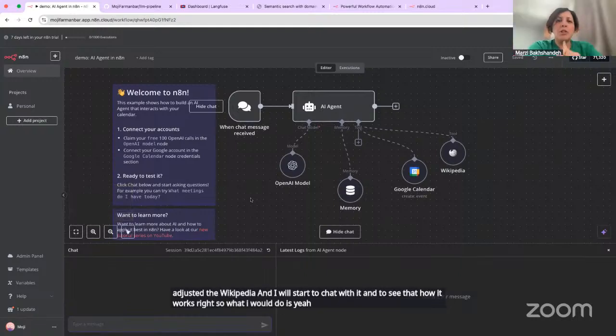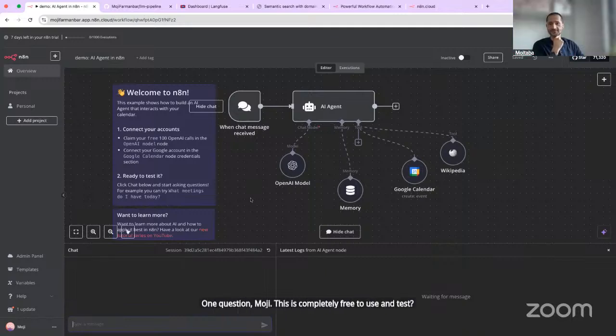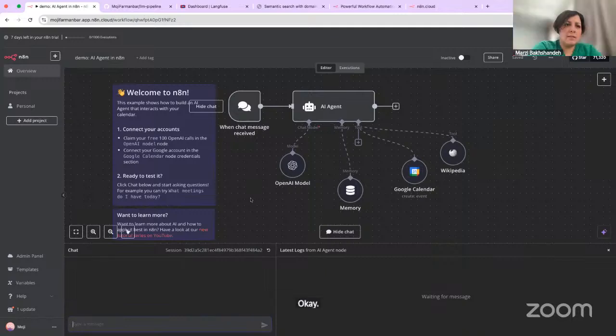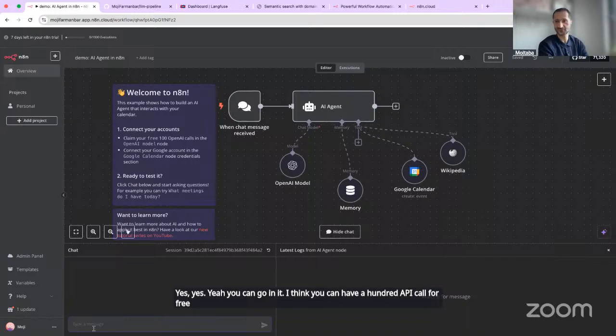One question, Moji, this is completely free to use and test? Yes. Okay, nice. Yeah, you can go in it. I think you can have 100 API calls for free. So I use it for this purpose.